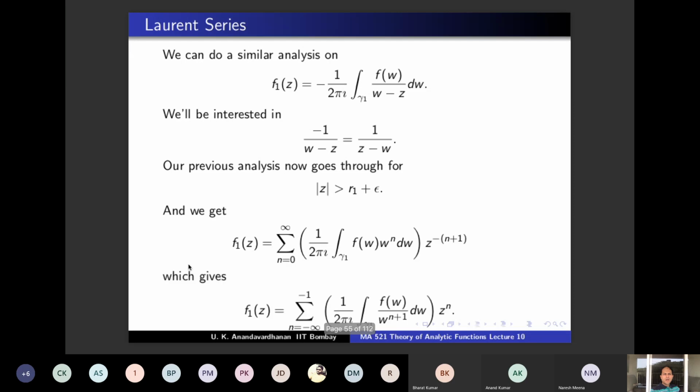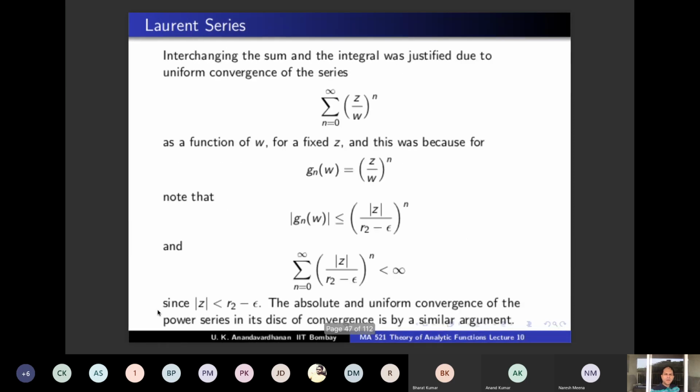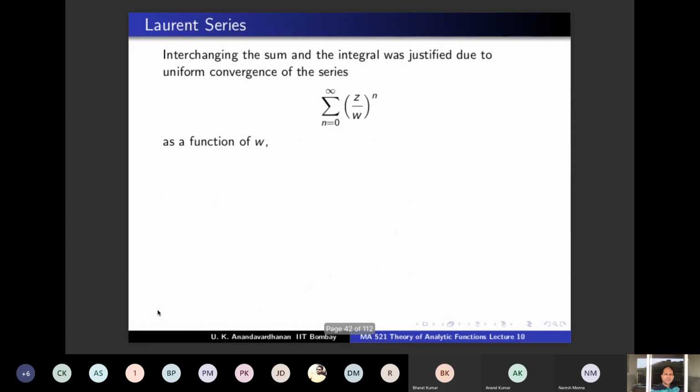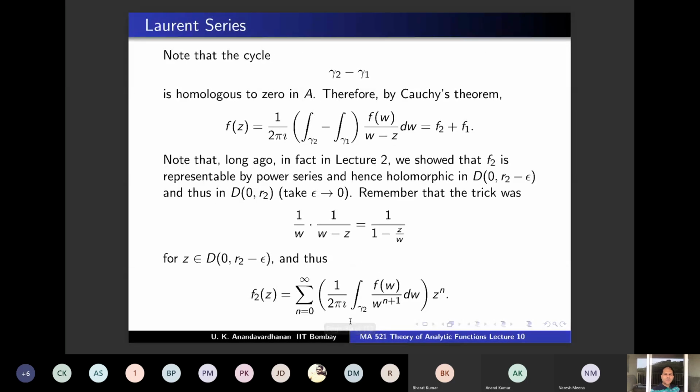We can write this using a change of variables. Instead of n, I will take minus n, so n going from minus infinity to minus 1. n equal to 0 is z power minus 1, n equal to 1 is z power minus 2, etc. So it will be n from minus infinity to minus 1, z power n, and then w power n will become 1 by w power n plus 1. So this is exactly the previous coefficient, right? It's exactly this coefficient.